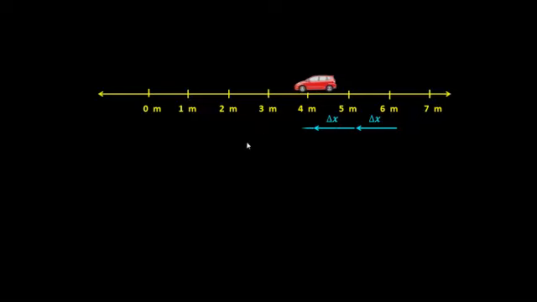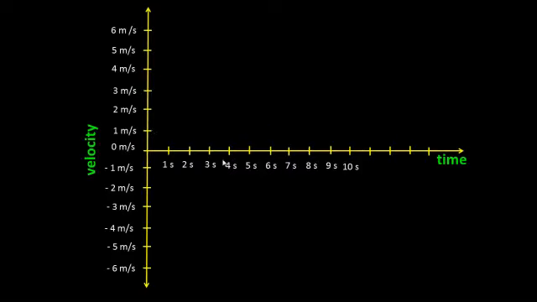Now for this case, if we were looking at a velocity versus time graph, it'd be a negative 1 meter per second. So the negative is going to be indicating the direction in which the car is traveling. It's traveling towards the observer.